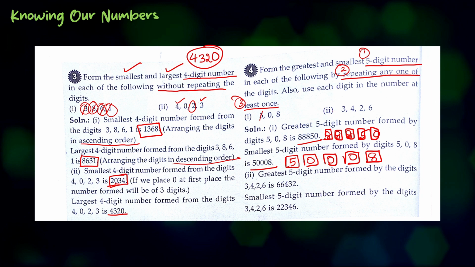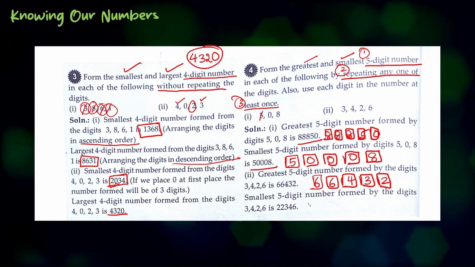Okay, so the second sub question. Greatest is found out, smallest is also found out. In the second subdivision, first let's find the greatest. We have 4 digits, so we need 5 digits. Remember that. So we have to put 5 boxes. The numbers are 3, 4, 2, 6. Which is the greater number? 6. So we'll start with 6, and then these 3 we have to use. So we will repeat number 6 again. Which is the next? 4, and then 3, and then 2. So 6, 6, 4, 3, 2.